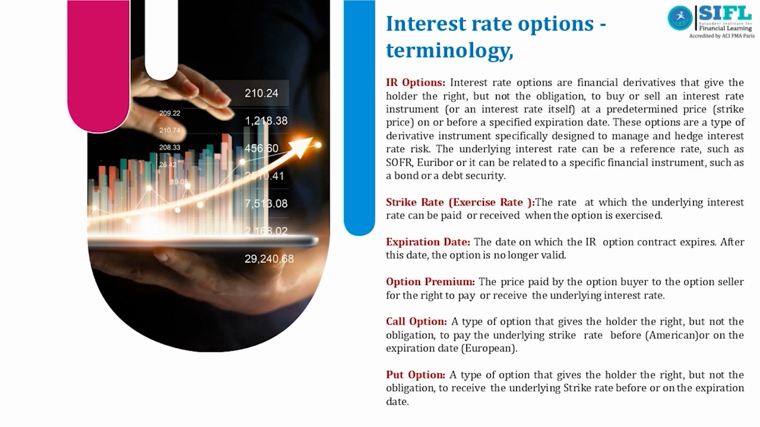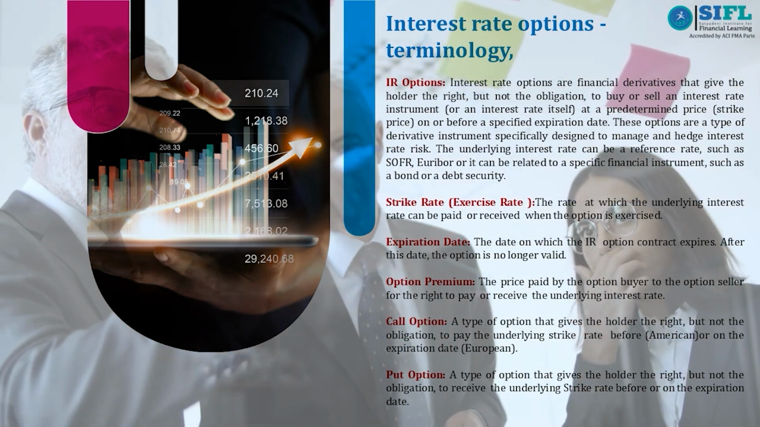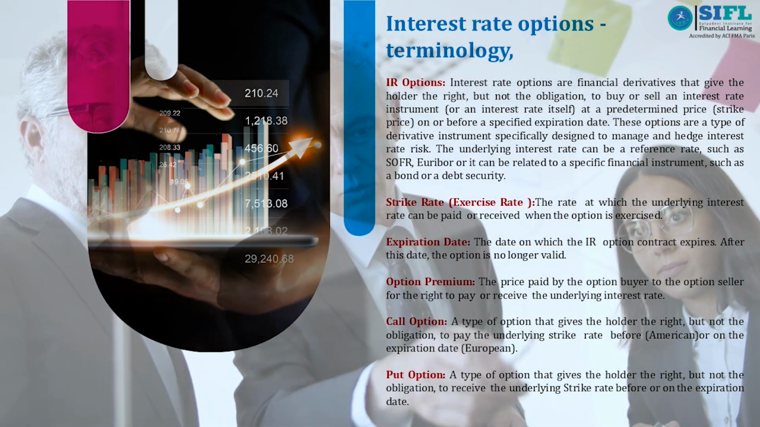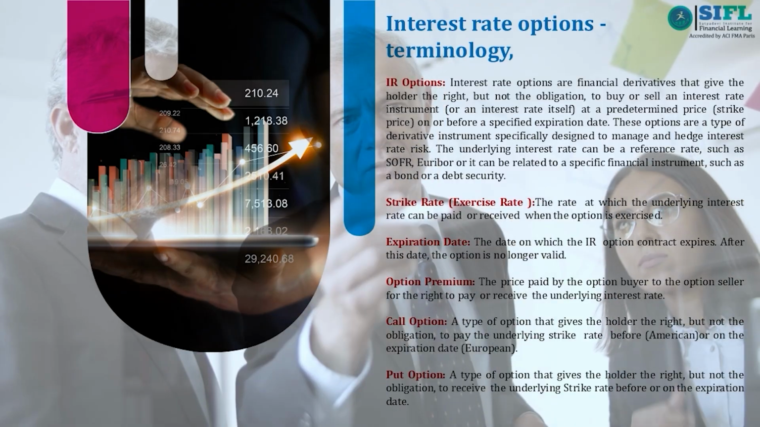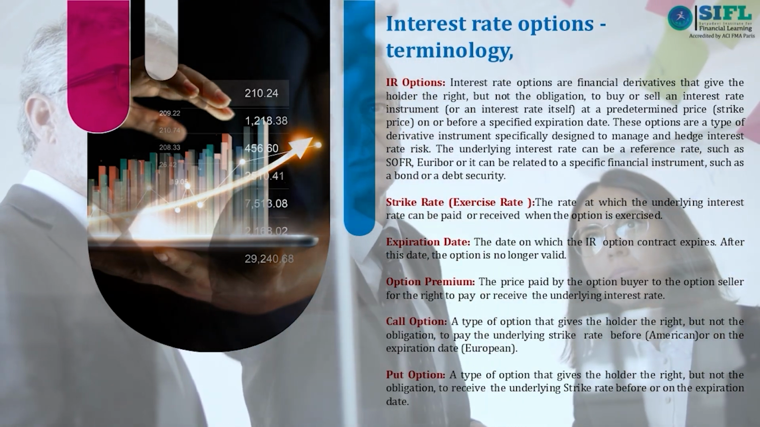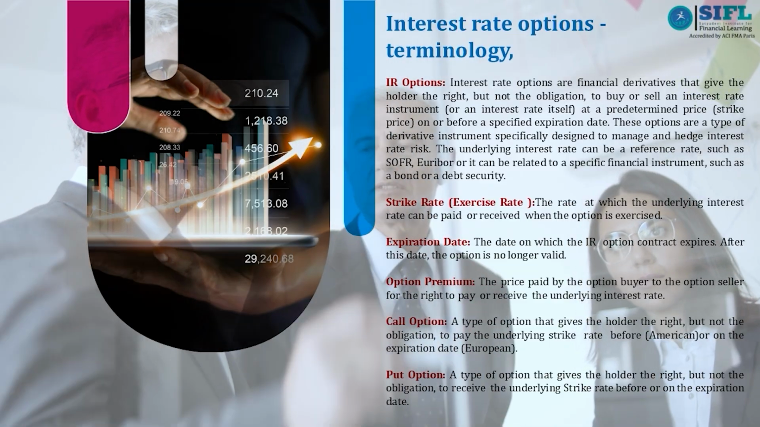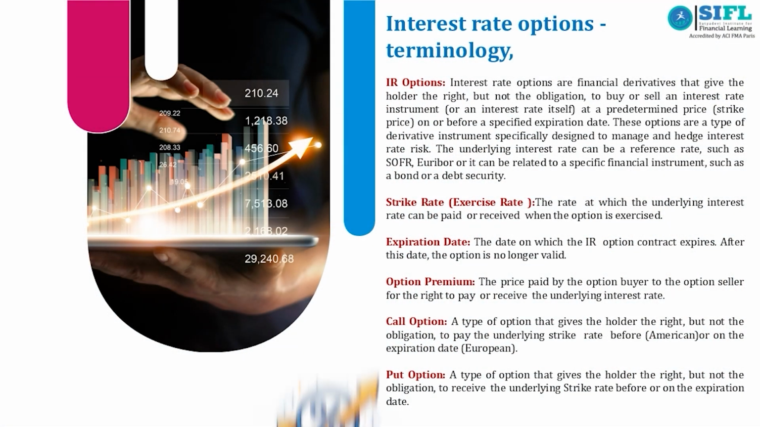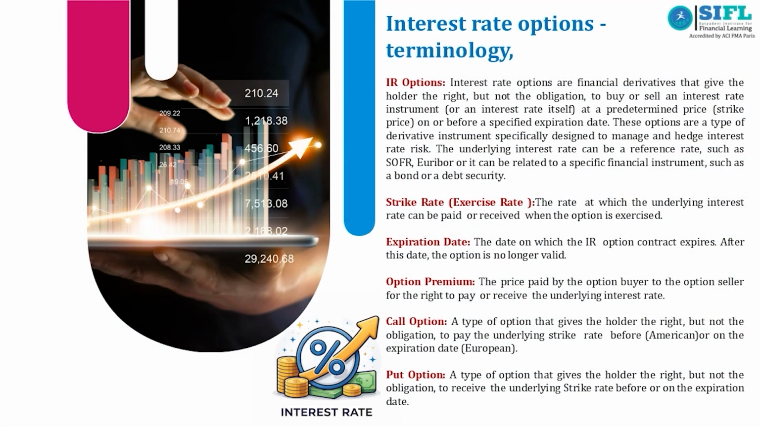4. Call versus put. Terminology in interest rate options often maps to pay/receive fixed across instruments. A call interest rate option gives the right to pay fixed interest rate and receive floating rate. It is used when you're hedging against rising rates. A put interest rate option gives the right to receive fixed interest rate and pay floating rate. It is used when hedging against falling rates.